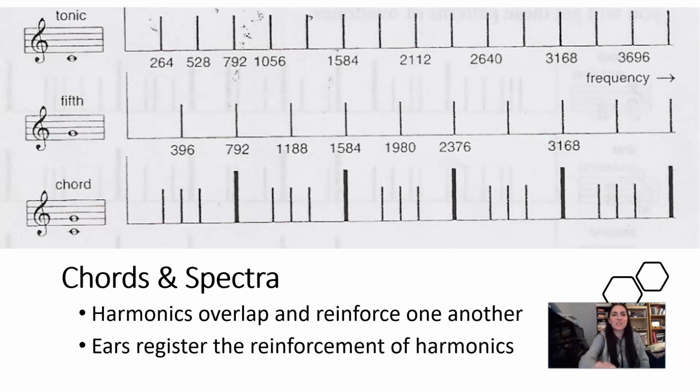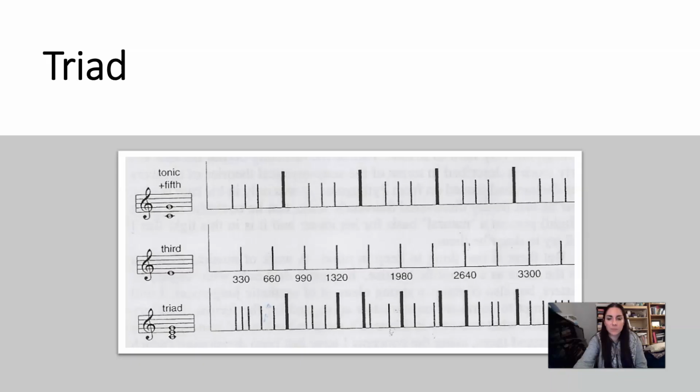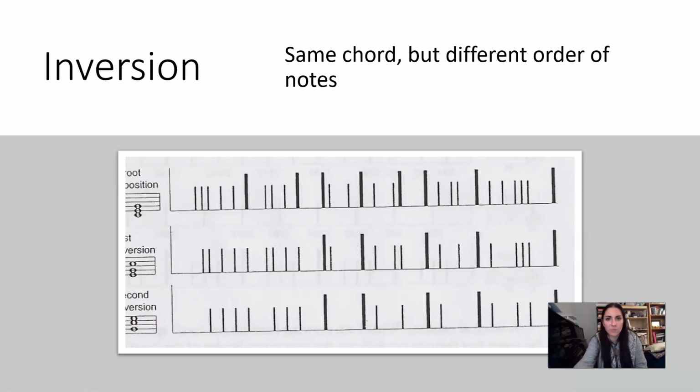Well, it also sounds nice because I hope you notice that the 5th and the tonic both share the same frequencies, 792, 1584, 3168, and those reinforcements really sound nice to the ear. And if you look at the triad, you get basically 3, you get more of those overlaps and reinforcements, which makes them sound nice. So that's the reason why chords sound good.